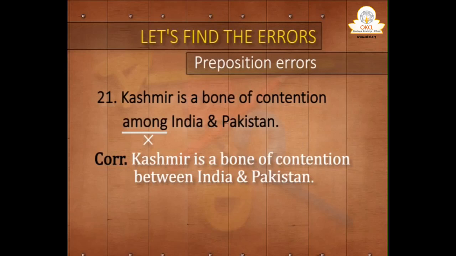You know, whatever is going on, our expenditure on defense is only because of Kashmir. So bone of contention means the main root of all trouble. Like you throw a bone and two dogs fight; no one wants to leave it. That is the thing. India and Pakistan, two countries. So even for two persons, among is wrong, you have to say between. Let's see the next sentence.